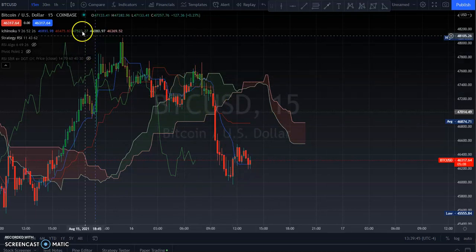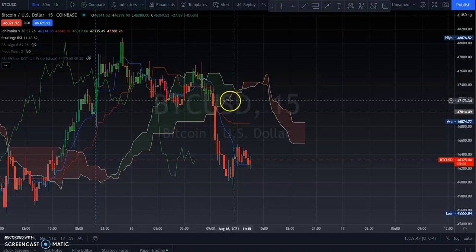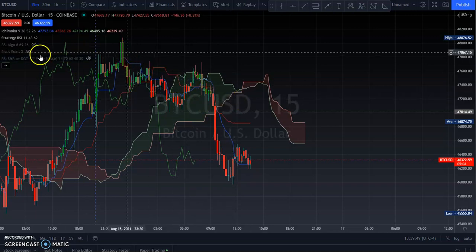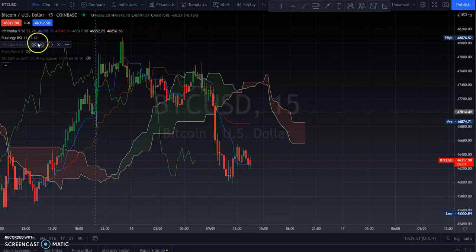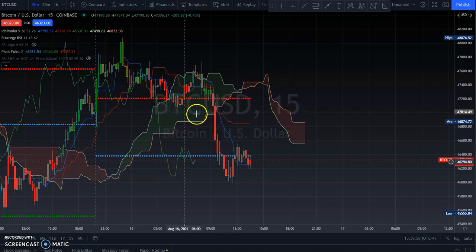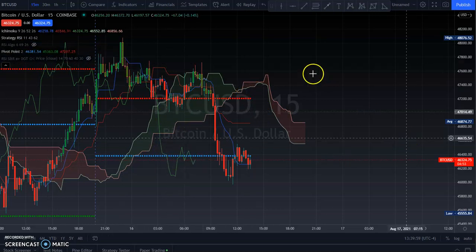Right? It's just a confirmation. It's not something I solely use and say, oh, this is what I'm doing, I'm going to follow this. No. Pivot point. Let's open that up. I'm going to go back to Algo last. Pivot point. Pivot point is based on a TD sequential.